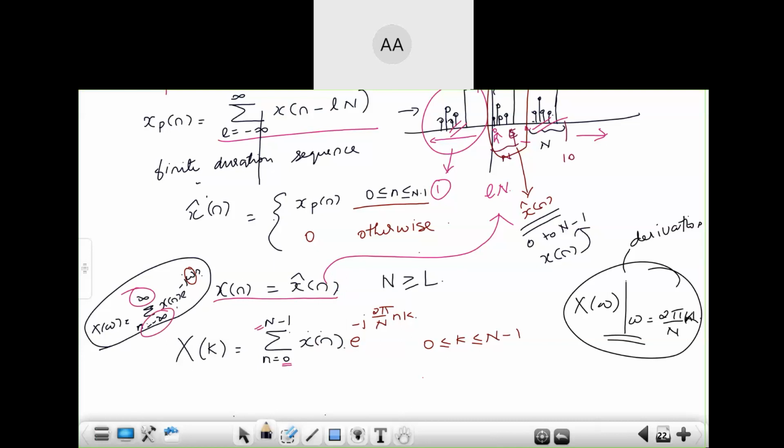All right, so this is it. You can write one sentence: the above equation, the DFT of x of n, is a sampled version of its DTFT evaluated at omega equal to 2 pi k by N.